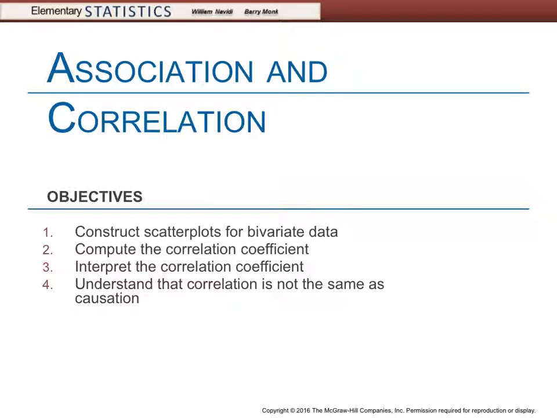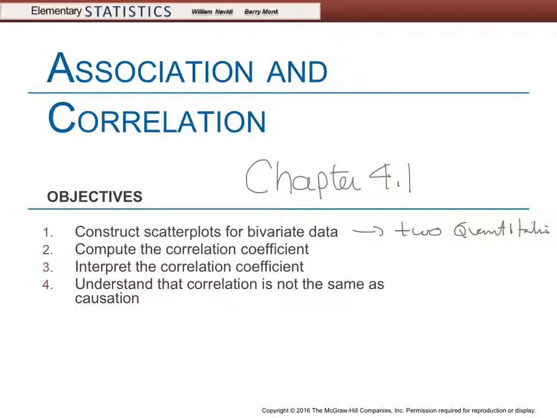So in chapter 4.1, we're going to look at association and correlation. So this is chapter 4.1. We're going to be looking at bivariate data. That means two variables that are quantitative. So there are two quantitative variables. And we're going to look at the relationship between those two variables.